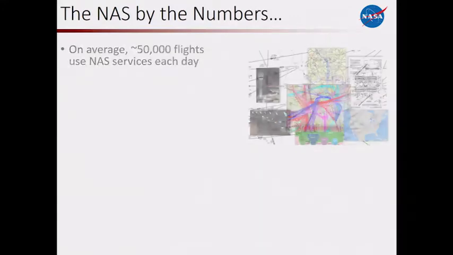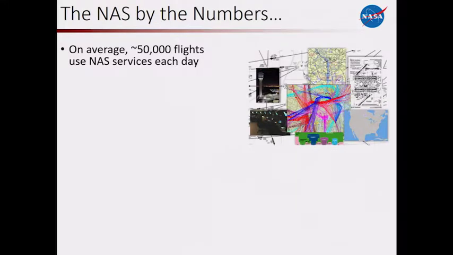So let's look at the national airspace by the numbers. On average, about 50,000 flights use national airspace services every day. That doesn't mean that 50,000 planes are talking to controllers. It could be that you are a little private pilot in your Cessna chugging along, but you've gotten your information about what the weather's doing from the service on the ground. That's defined as a NAS service.